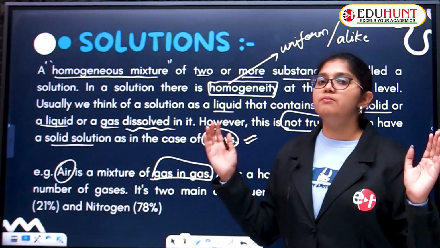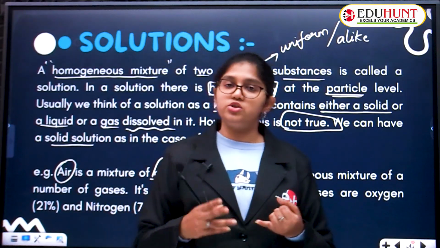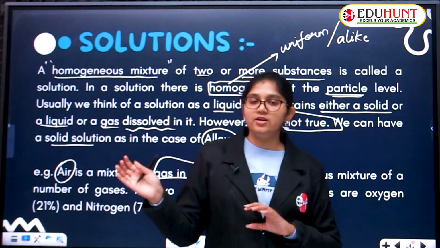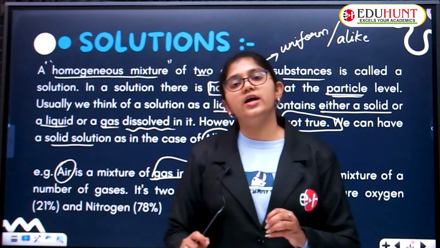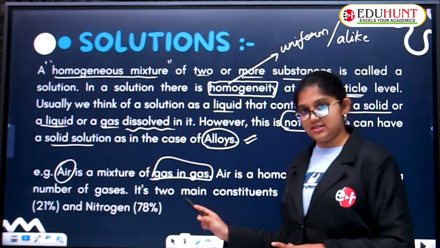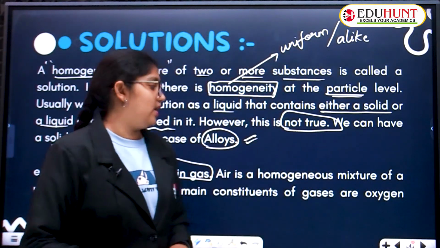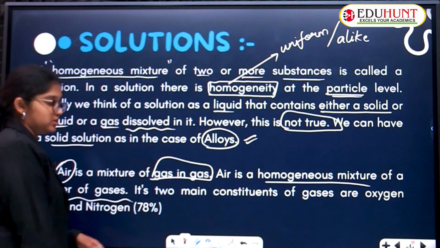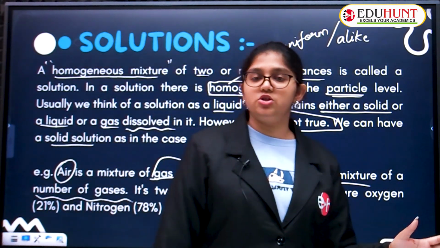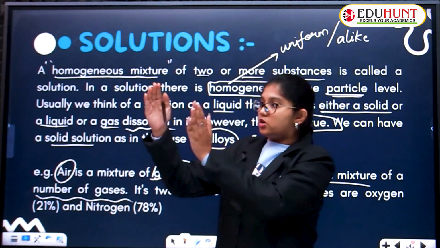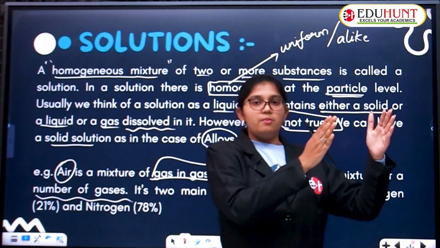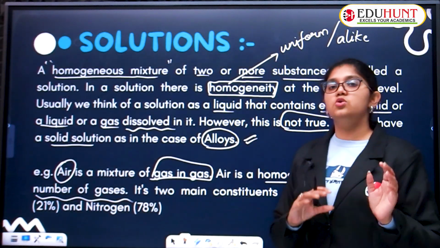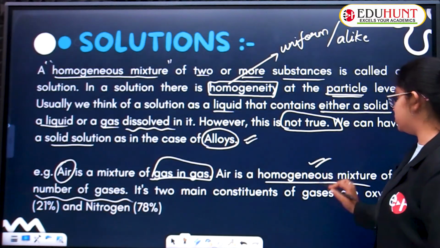So air contains a mixture of other gases, namely nitrogen, oxygen, neon, argon, carbon dioxide, whatever. They are all a mixture. Air is a mixture of all the gases, right? So air is a mixture of gas in gas. Get that? And air is a homogeneous mixture of a number of gases. As we discussed, air is a homogeneous mixture because we can't identify which part is oxygen and which part is carbon dioxide. We can't say, because we can't see that. So air is a mixture of gases and it is uniformly distributed, so it is named a homogeneous mixture.